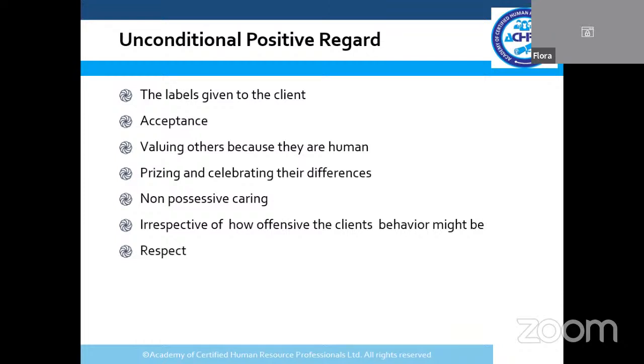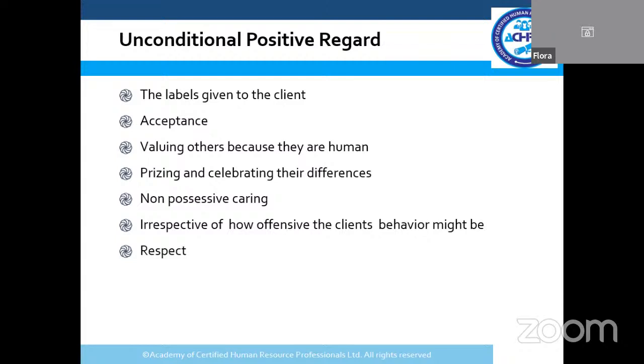You accept your client without giving any condition. You don't give them labels: the latecomer, the non-performer, the person who is always chaotic here, the person who is always very angry. You are using those terms. No. Can you accept me the way I am? Can you value me like any other human being? Can you celebrate my difference?